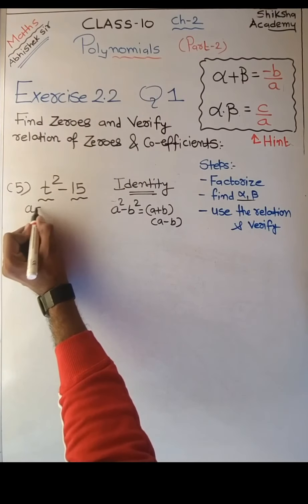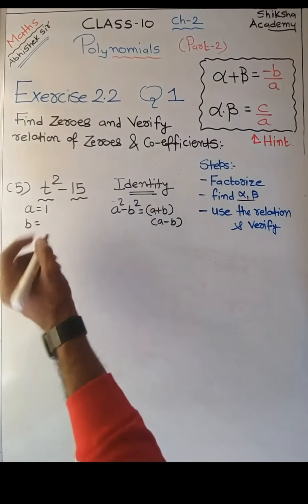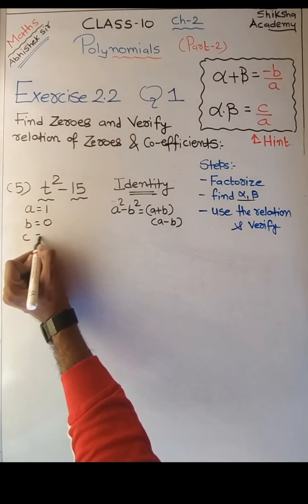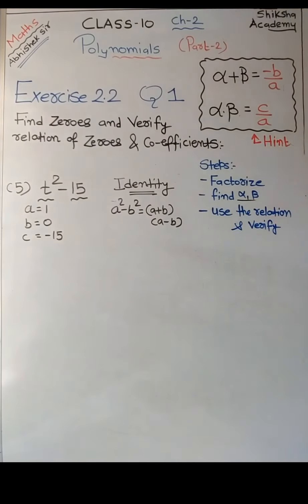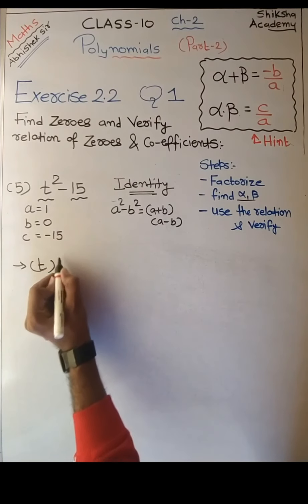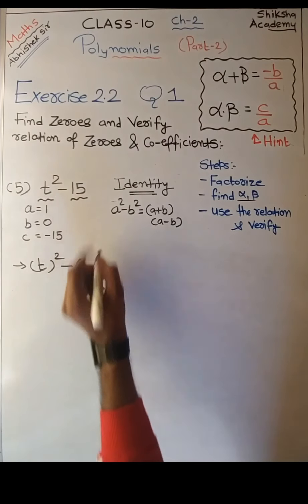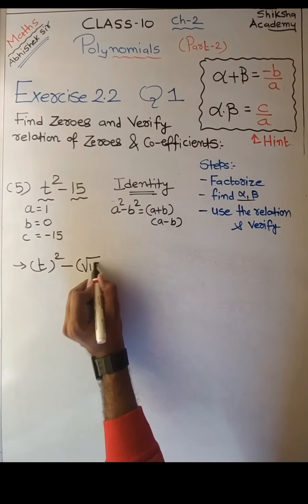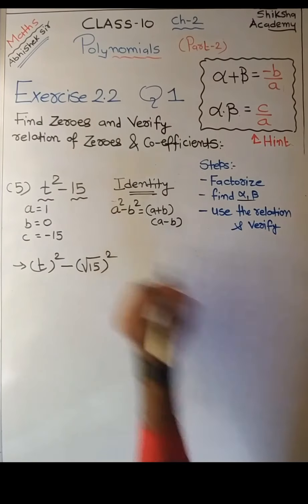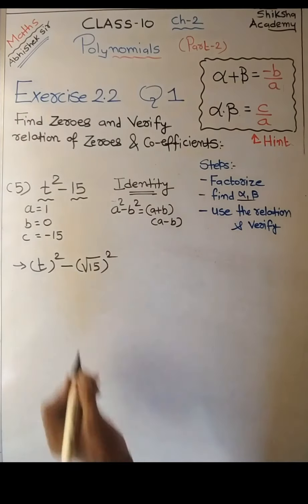A is 1, b, we don't have any term containing t, so B is 0 and C is minus 15. Now converting the polynomial into a perfect square. So t square is the perfect square of t and 15 is the perfect square of root 15. So I have converted this polynomial in terms of this so that we can easily find out the factors.